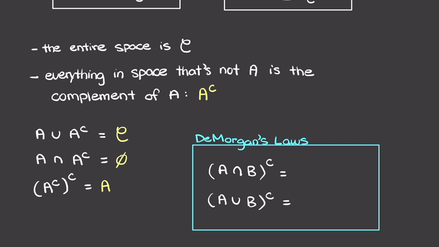Now we also have something here called De Morgan's laws, and these are helpful when we're trying to break apart different sets or try to understand different questions. So if we have the intersection of A and B, and we're looking at the complement of that, we can break this down and say that this is equal to A complement unioned with B complement. So it's helping us to distribute that complement across the intersection. Similarly, if we have A unioned with B and the complement of that, then this would be A complement intersect with B complement.